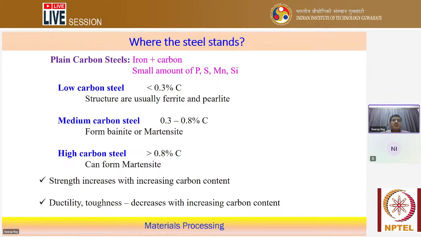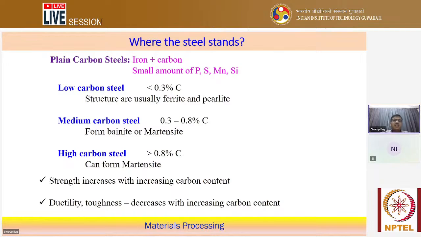In carbon steel, there are several divisions. One is low carbon steel, where the carbon percentage is less than 0.3%, and the basic microstructure is usually ferrite and pearlite. Similarly, in medium carbon steel, the carbon percentage varies from 0.3 to 0.8%, and the microstructure or phase is present in the form of bainite or martensitic structure. High carbon steel has greater than 0.8% carbon, and the carbon can be present in the form of martensitic phase.